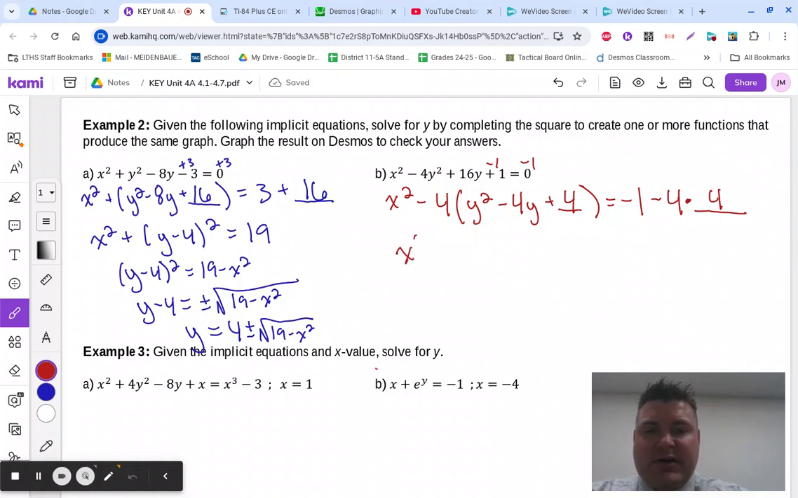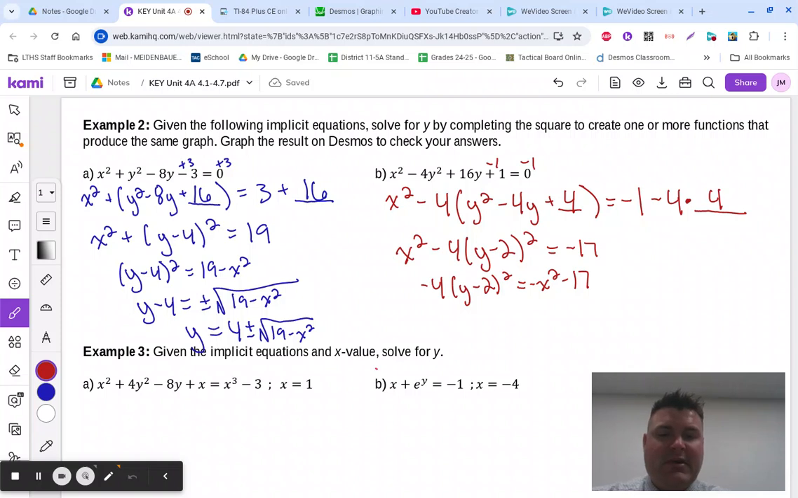So I'm left with x squared minus 4 times y minus 2 squared equals, this is going to become negative 17 on the right-hand side. So let's go ahead and subtract x squared on both sides. So negative x squared minus 17. Divide everything by negative 4. That's going to give me y minus 2 squared equals, and divide everything by negative 4. Why don't I just make everything positive on the right-hand side, just because it makes it a little bit nicer. All those negatives will cancel out.